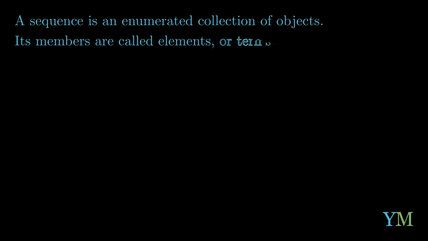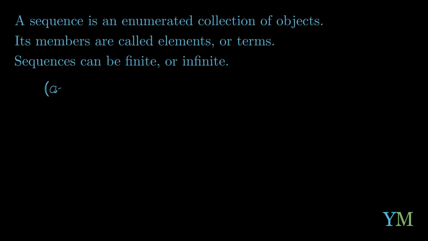So first of all, a sequence is a collection of objects. It's enumerated. These objects are usually numbers, and we're going to call them terms or elements, since those numbers are going to be in the shape of variables most of the time. Now, sequences can be either finite or infinite. In our case, 99% of the time, our sequences are going to be infinite. The general notation is brackets with the elements inside.